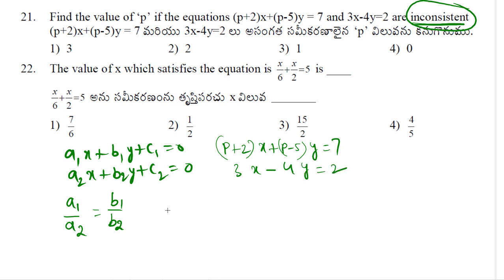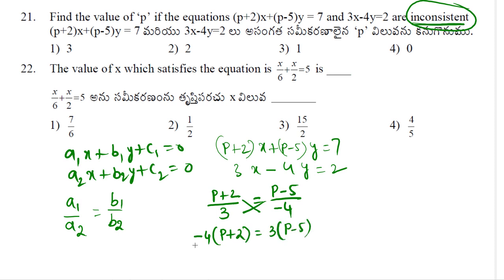So a1 by a2 equal to b1 by b2. That means p plus 2 divided by 3 equal to p minus 5 divided by negative 4. Now to find out the value of p, let us cross multiply. So negative 4 times p plus 2 equal to 3 times p minus 5. Now let us open the brackets. Minus 4 into p, minus 4p, minus 4 into 2, minus 8. This is equal to 3 times p is 3p, minus 3 times 5 is 15.